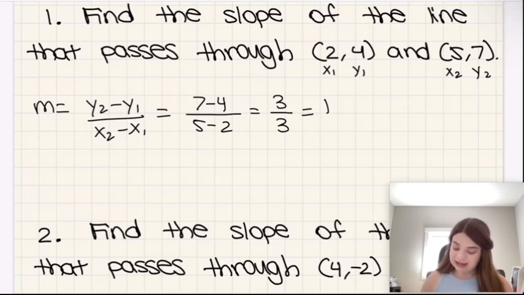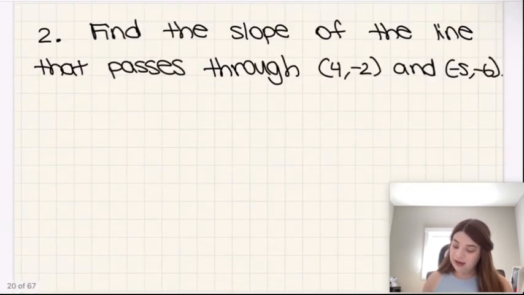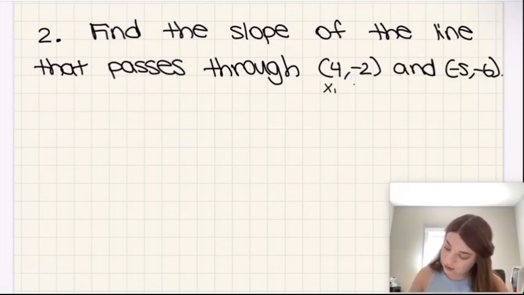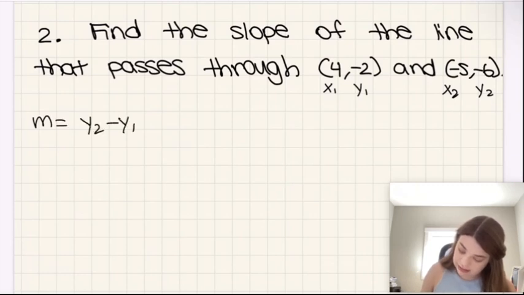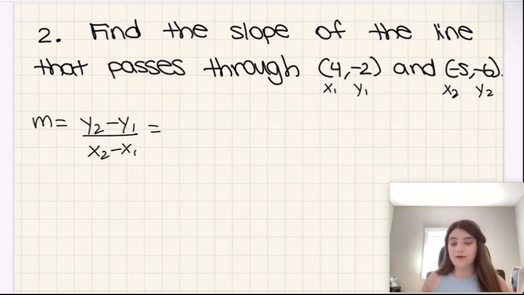Let's do a second example. It says, find the slope of the line that passes through these 2 points. So here we have, again, I'm just going to label x1, y1, and x2, y2. And I'm going to write my equation again. With this one, we have to be a little bit careful, though, because there are some negative signs, which means that sometimes we're going to end up with 2 negatives, which actually means to add.